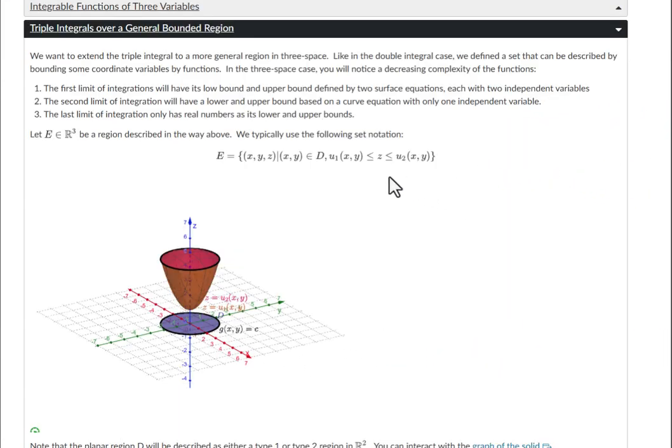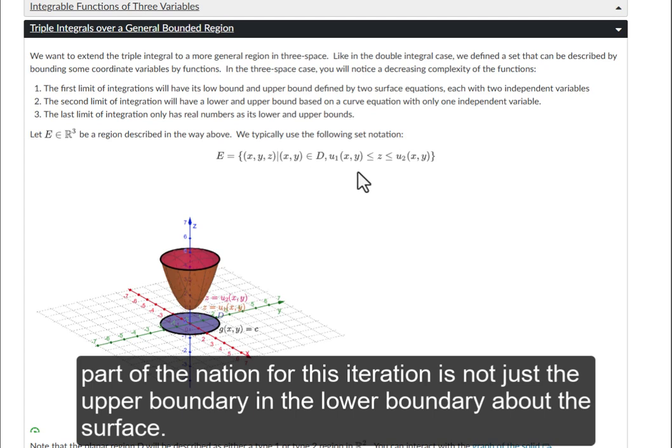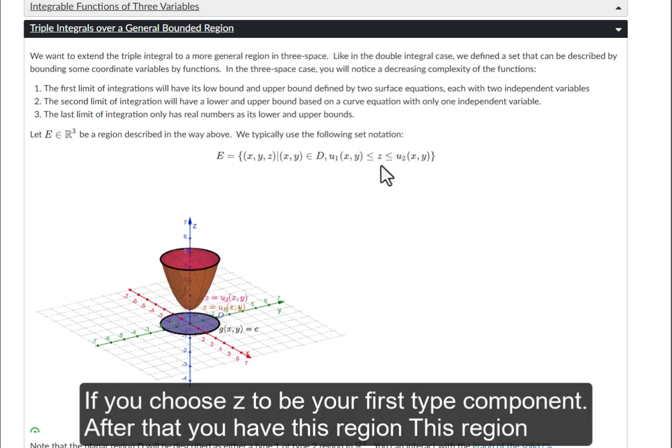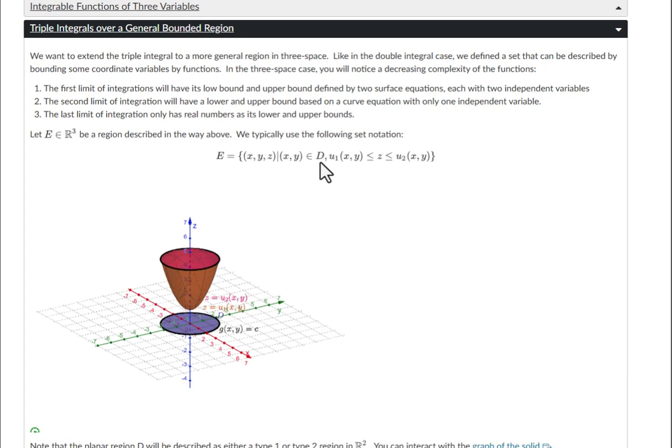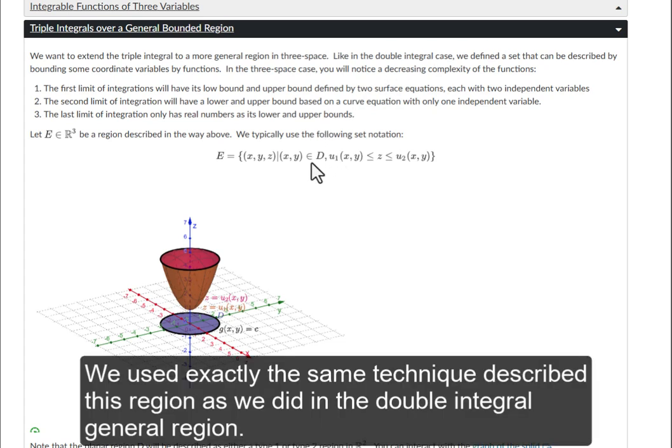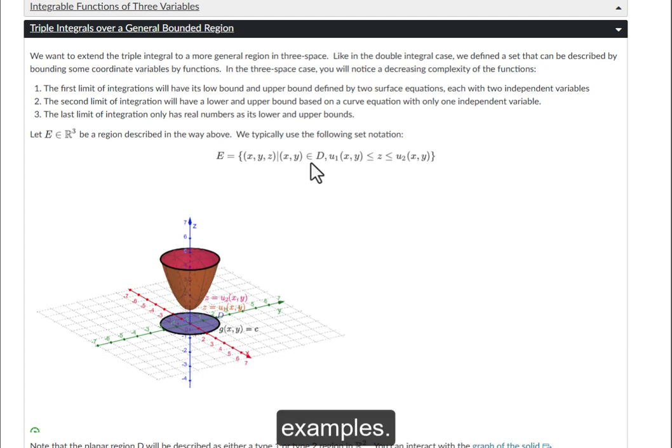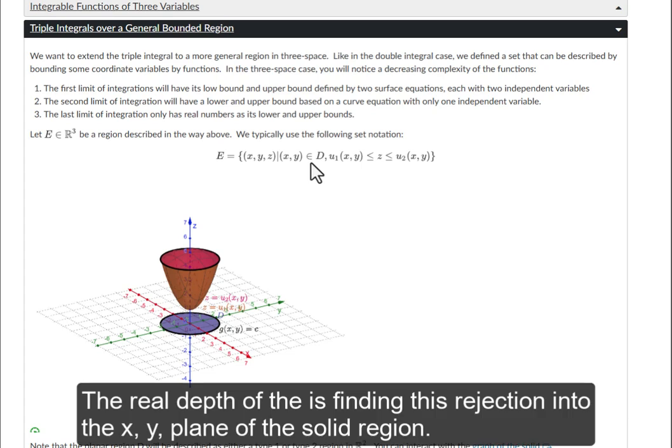The second important part of the notation for this kind of region is not just the upper boundary and the lower boundary of the surfaces, if you choose z to be your first component. After that, you have this region D. This region D is supposed to be just like our type 1 or type 2 region inside a plane. We use exactly the same techniques to describe this region as we did in the double integral general region examples. The real difficulty is finding this projection into the xy plane of the solid region.